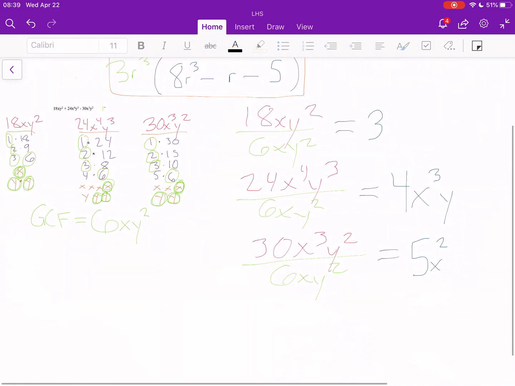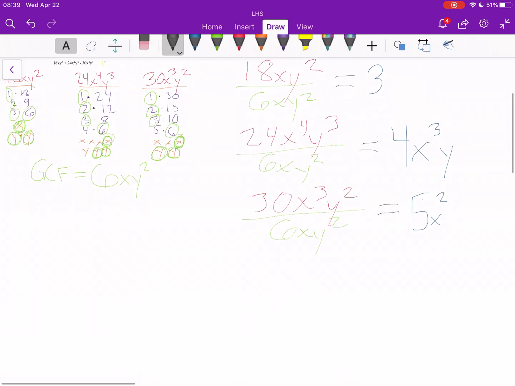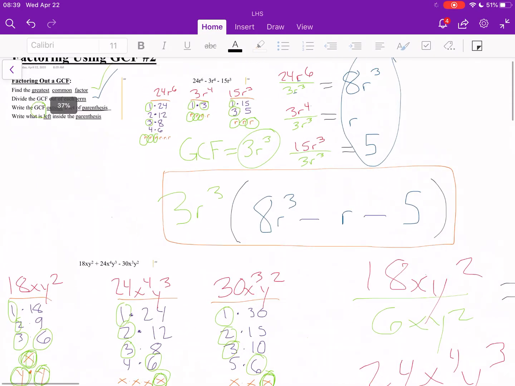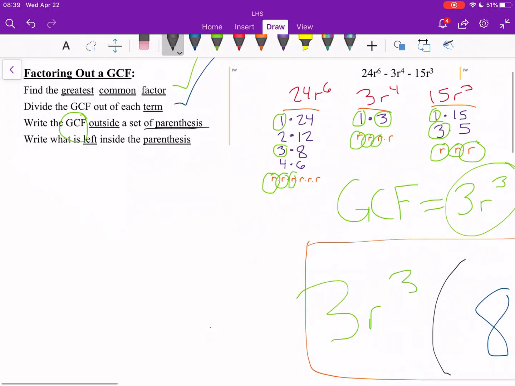So the greatest common factor is what I have in green there, and I'm supposed to take this and write it outside a set of parentheses. So 6xy squared, that whole thing, outside a set of parentheses. Again, leaving lots of space. That was our step 3. So we did that.